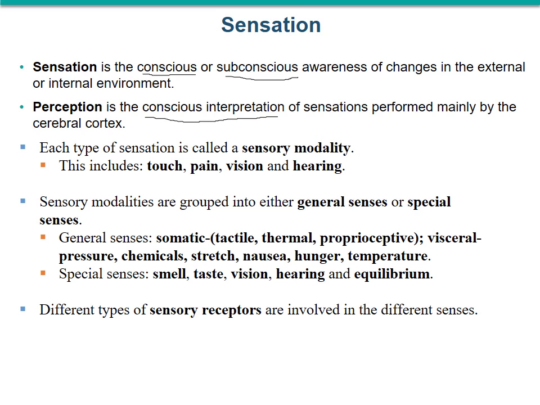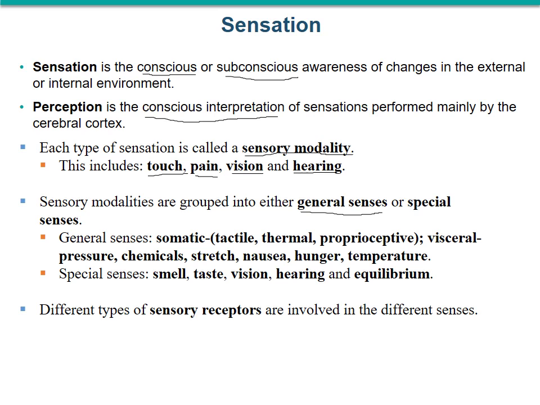Each type of sensation is called a sensory modality, and these sensory modalities will include things like touch, pain, vision, and hearing. They're grouped into either the general senses or the special senses. The special senses are the ones that are primarily connected to the nerves in your head. So special senses would include the big things like smell, taste, vision, hearing, and equilibrium. Those things that really sort of keep you alive and functioning. Losing any one of those senses creates a significant issue for the body, and it has to come up with ways to adapt and overcome.